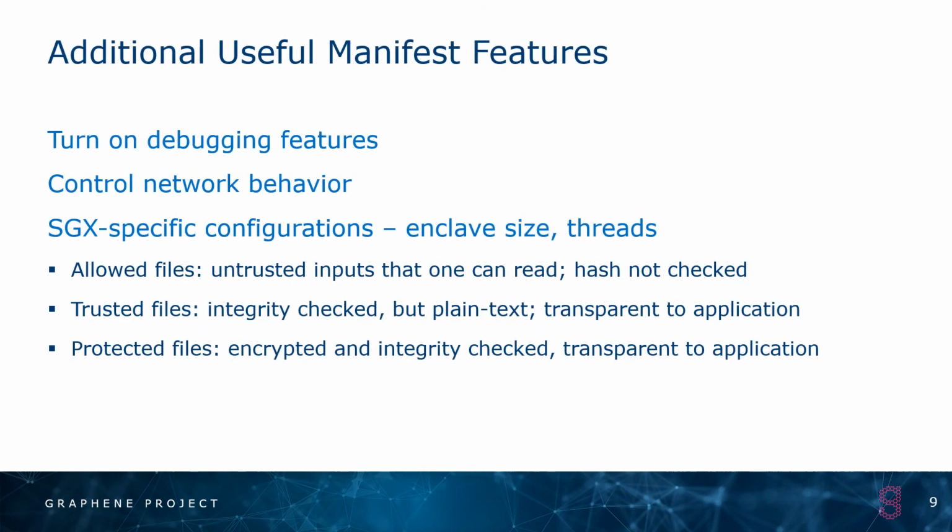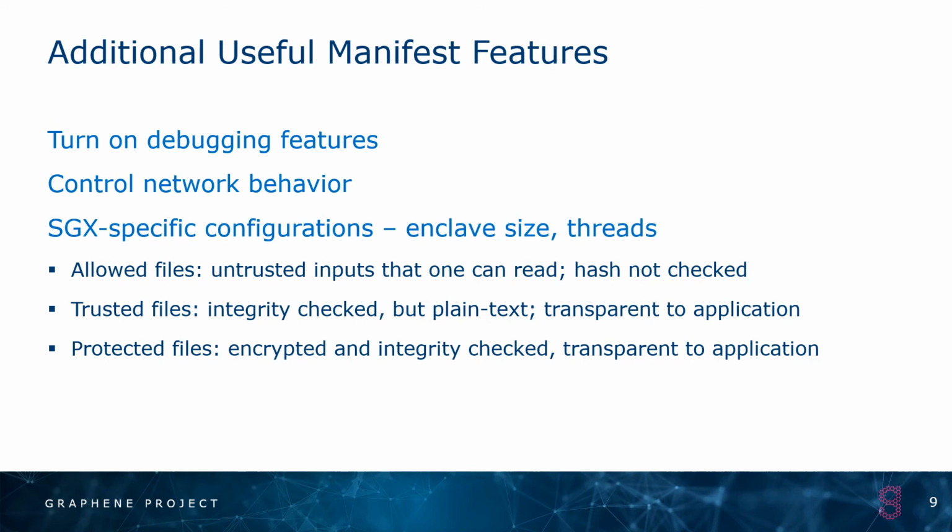Manifests include a number of additional useful features. For instance, you can turn on debugging support. You can also configure network behavior similarly, either allowing certain port accesses or only loopback, etc. Finally, there are some SGX specific configurations that I mentioned, the enclave size and the number of threads, at least for SGX version 1. We also have some options around file system access.